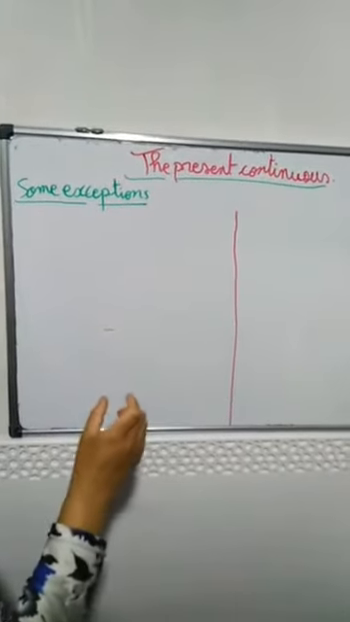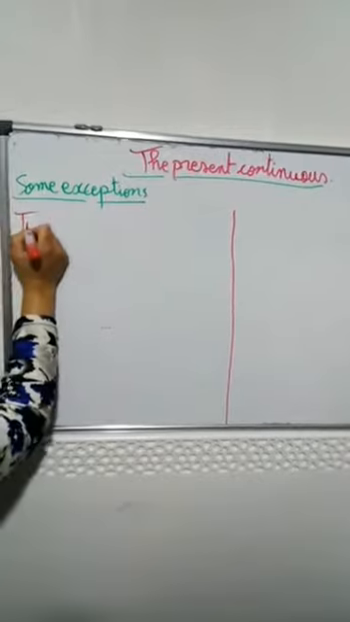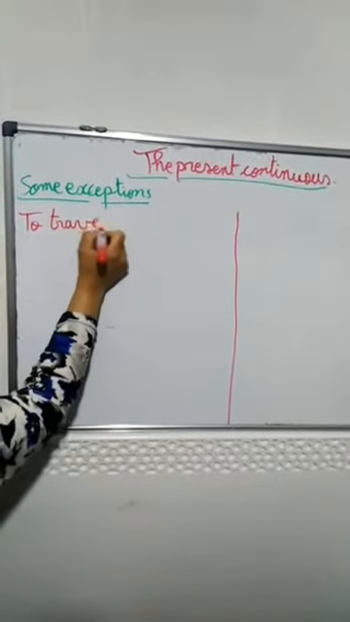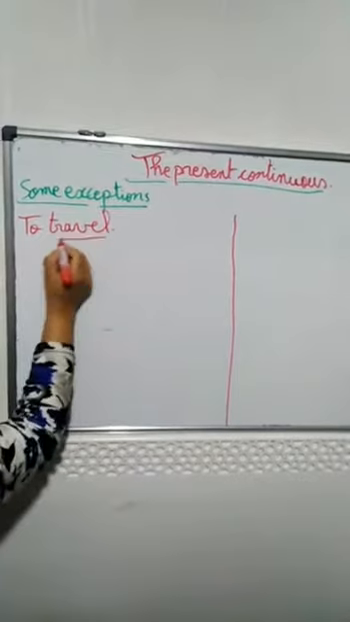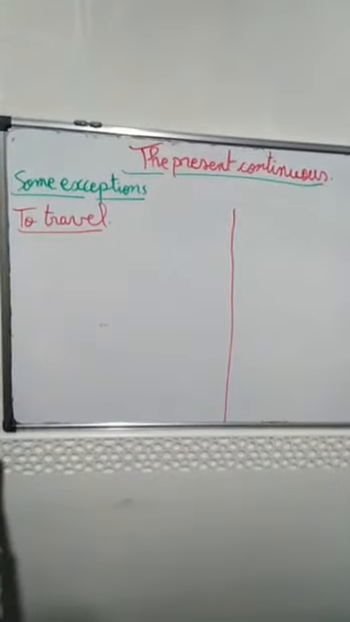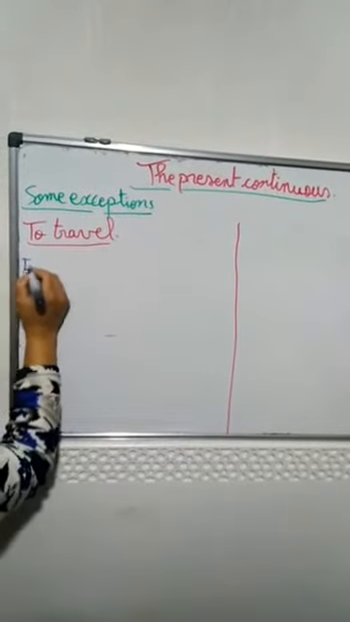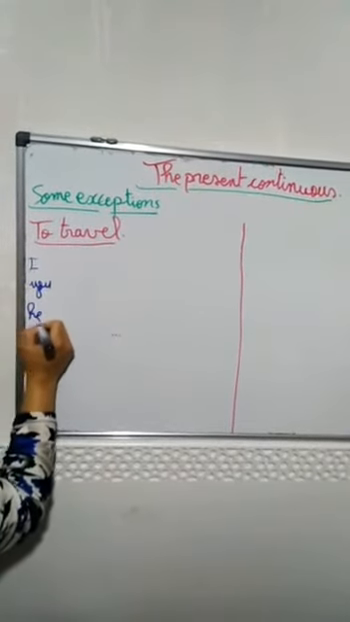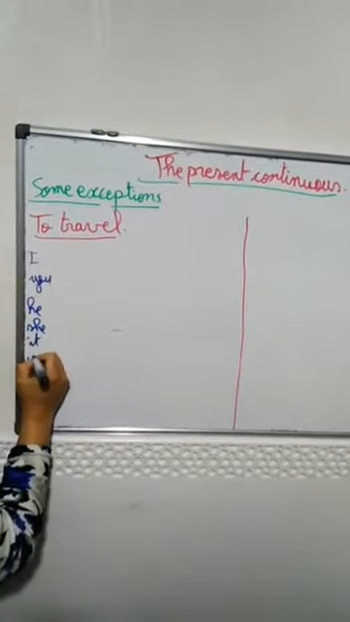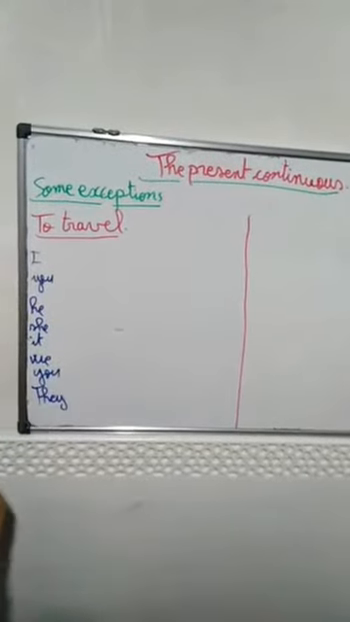But with a bit different, okay, such as the verb, for example, to travel. Pay attention. Let's use the verb to travel. Okay, so this verb here is a regular verb. Let's try to conjugate it in the present continuous. First of all, as we saw before, we need the subject pronouns: I, you, he, she, it, we, you, and they. These are the subject pronouns that we need.